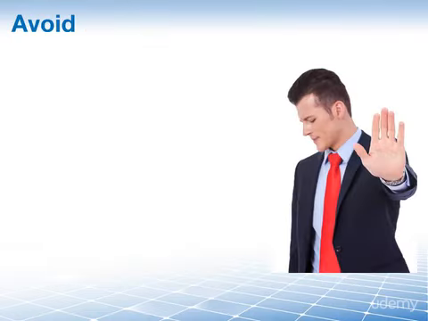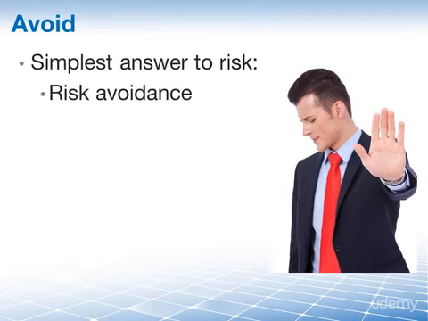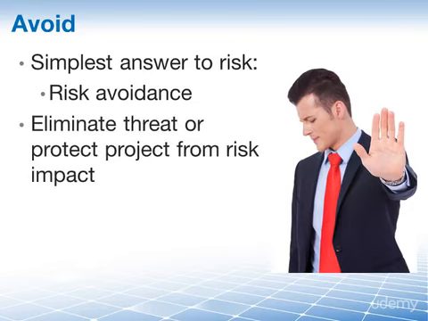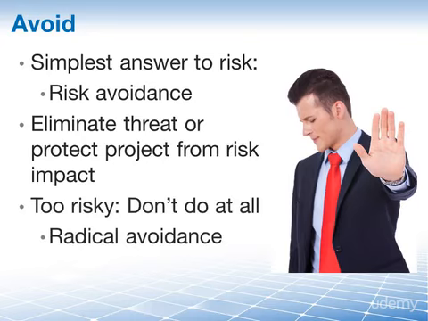One of the simplest responses to a risk is, of course, to avoid it. Think about it this way. If you are driving along and there is a hole in the road, well, you simply turn your steering wheel to drive around it. Or if you think the road has too many holes in it, you can decide to take another route. Risk avoidance is exactly the same on your project. You launch the project and the project team acts to eliminate the threat or protect the project from the impact of a risk. You may find that your project is simply too risky, so the company decides not to do the project at this time. You avoid all risks with this radical avoidance strategy.